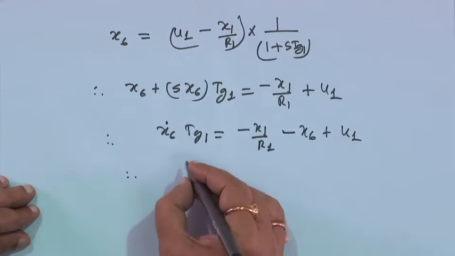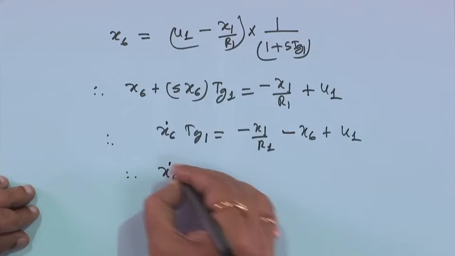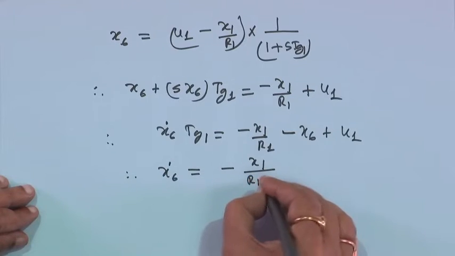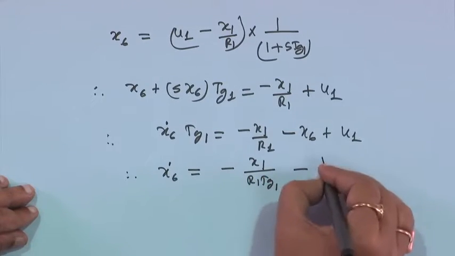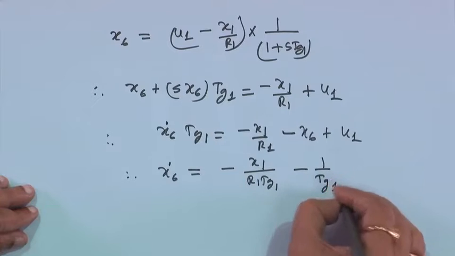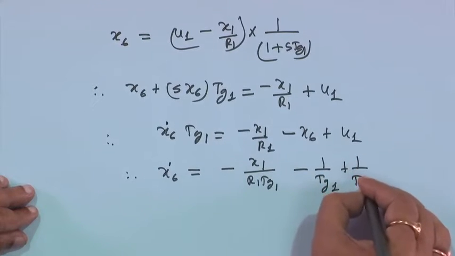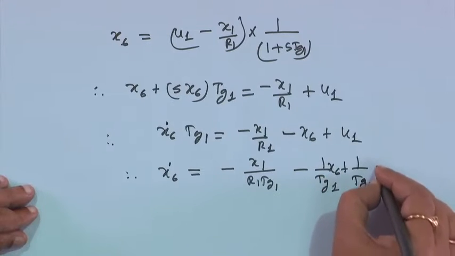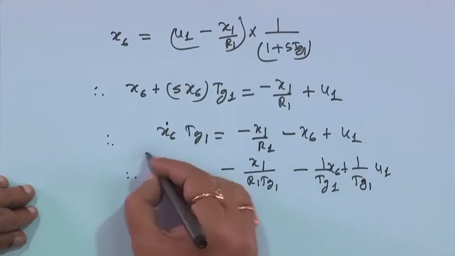Therefore, your x6 dot is equal to minus x1 upon r1 Tg1, minus 1 upon Tg1 x6, plus 1 upon Tg1 u1. So, this is the equation.